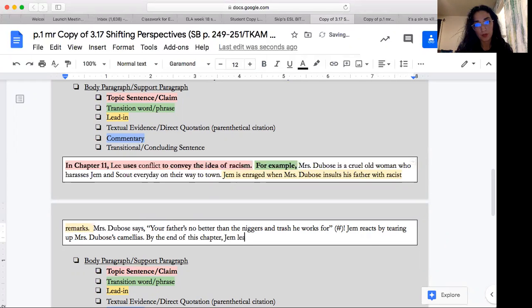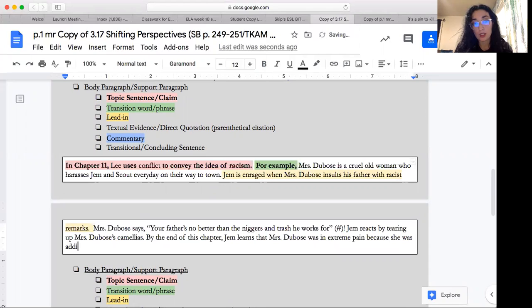Jem learns that Mrs. DeBow was in extreme pain because she was addicted to morphine. So a lot of you guys noticed that she was a drug addict and she was withdrawing. And sometimes when people are in a lot of pain and they're withdrawing, they get really mean and nasty because they're, you know, kind of like when you're sick, you're in a bad mood. Imagine that, but like pain that's unbearable. Okay, so how does this show Jem's coming of age?